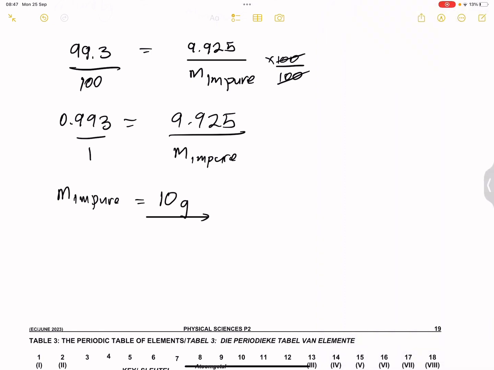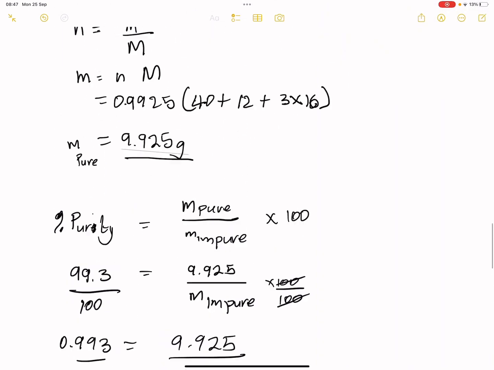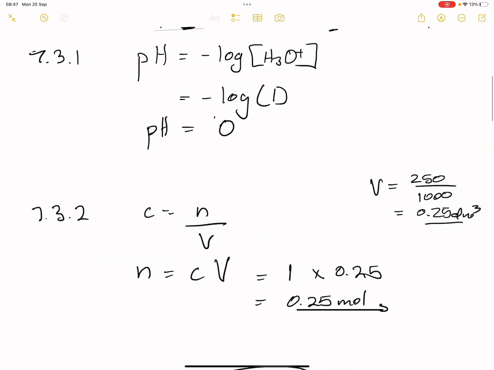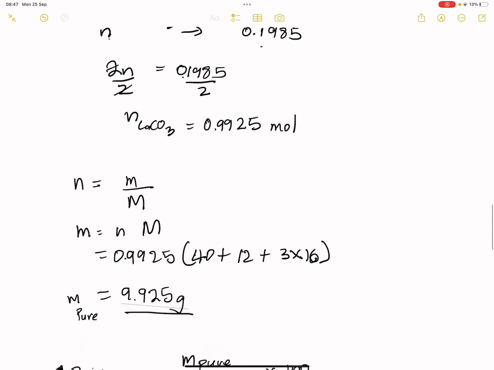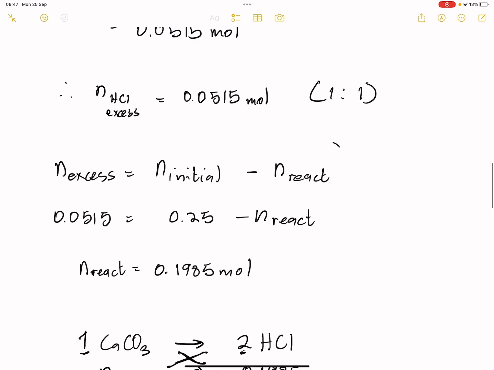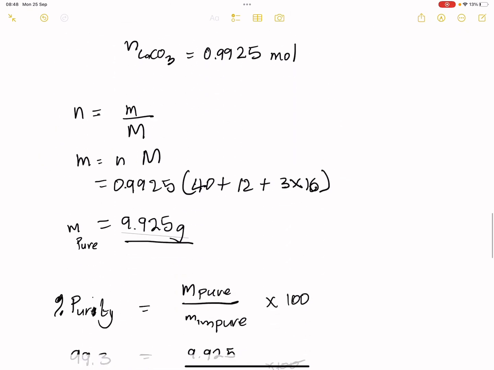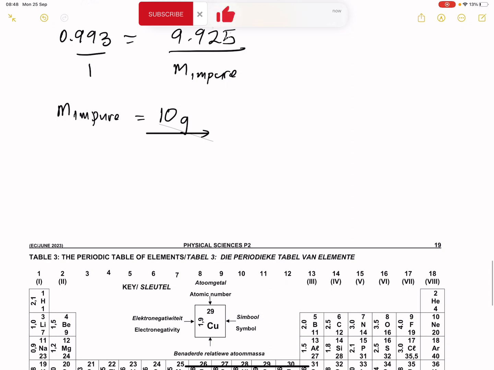So that was the mass of the eggshells. I hope that you understood that question, ladies and gents. And of course, please do your best. When it comes to acids and bases, if you understand this portion, I think it will really make a huge difference. Please strive towards this portion in these 8-mark questions. Otherwise, ladies and gents, I'll see you guys next time. Sharp, sharp.